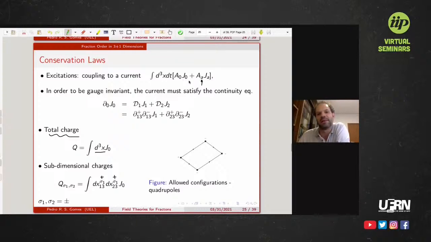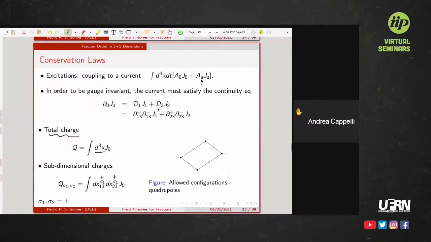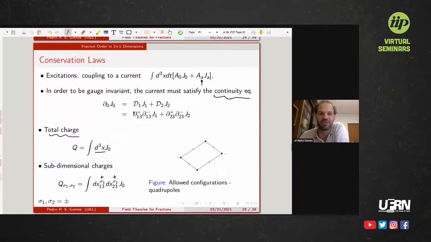But in the paper we have studied some explicit solutions of the continuity equation to explore the physical meaning of this current. The typical solutions of these continuity equations are the quadrupole configurations. But if you tell me that the J1 and J2 are not space-time components, this is not a continuity equation. Yeah, it's a kind of generalized version of the continuity equation.